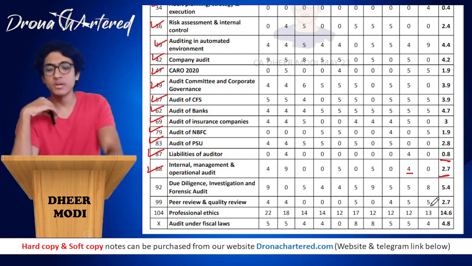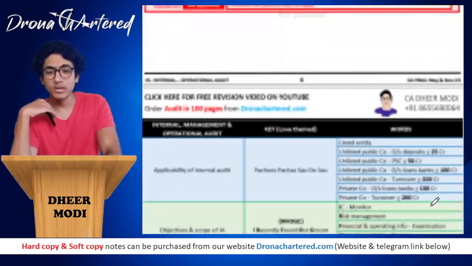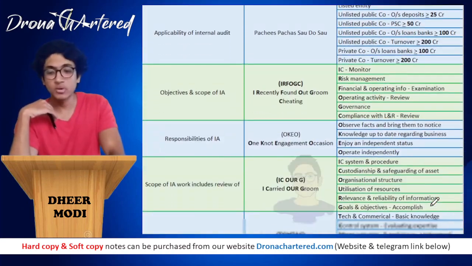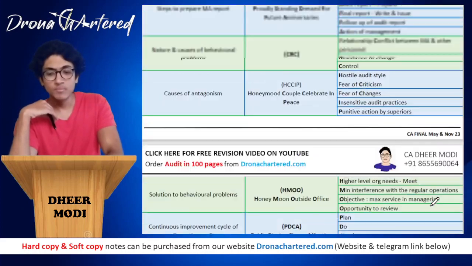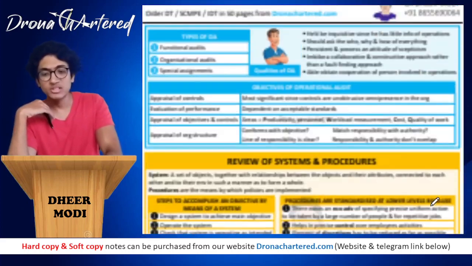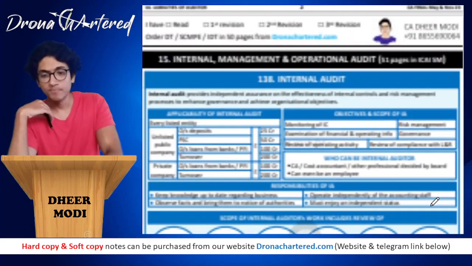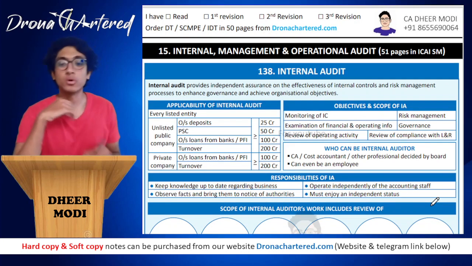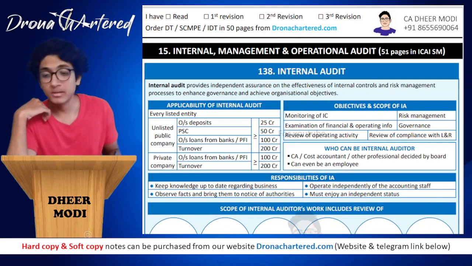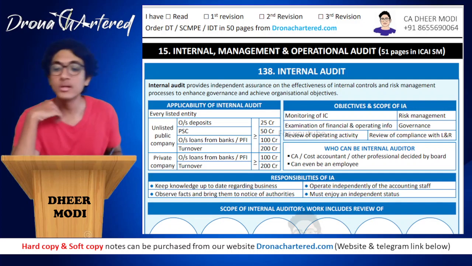Less on this chapter, and as usual I have again made the mnemonics. I have made the mnemonics for this chapter also in 3 pages. So I hope this will help you cover the chapter, and let's start with our chapter. Okay, great. So your internal audit, management audit, and operational audit, this is approximately 51 pages in your ICI study module. So first you have to understand what internal audit is.